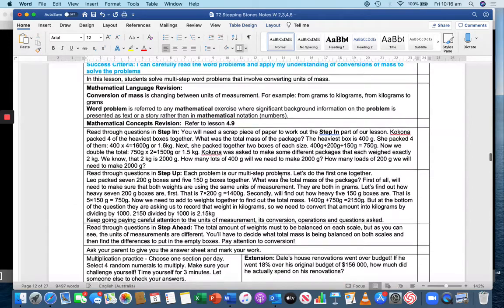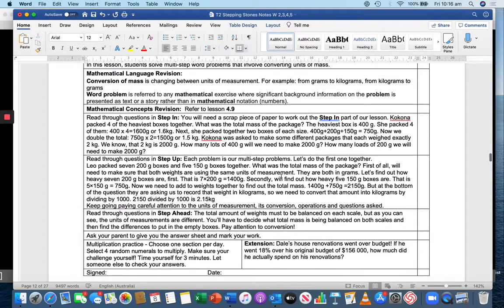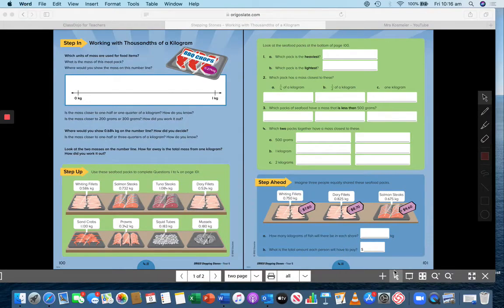So these are the notes. They're very important. You can pause the video at any time. You can also read the notes before the lesson, but let's have a look at the lesson itself.